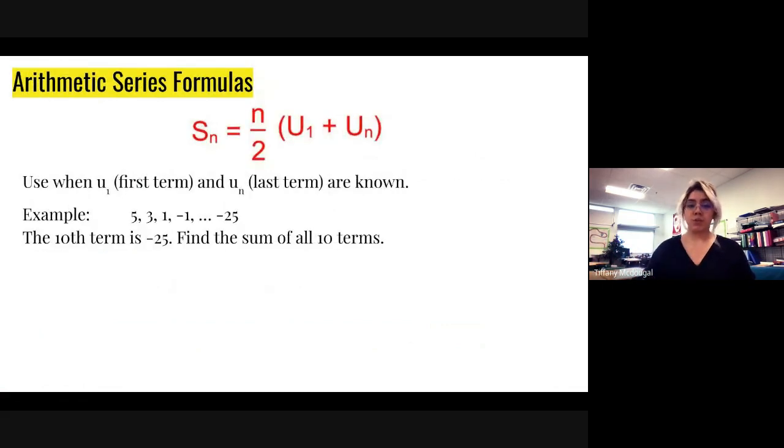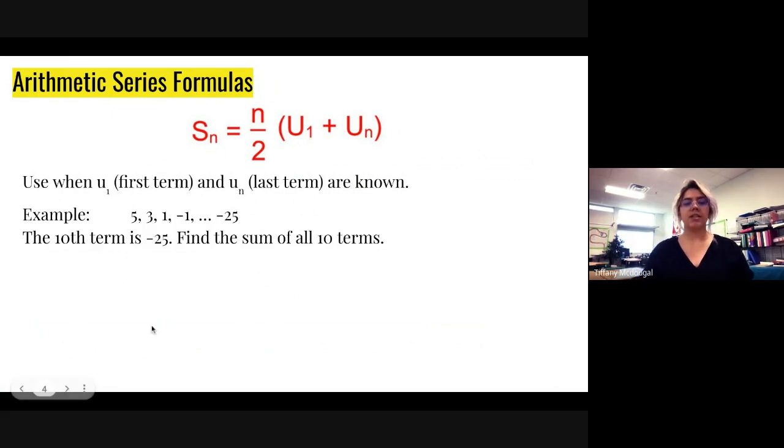There's also a short formula, and that is S sub n is equal to n over 2, parentheses u1 plus un. And the un in this case represents the last term. So you want to use this whenever u1, the first term, and un, the last term, are known.